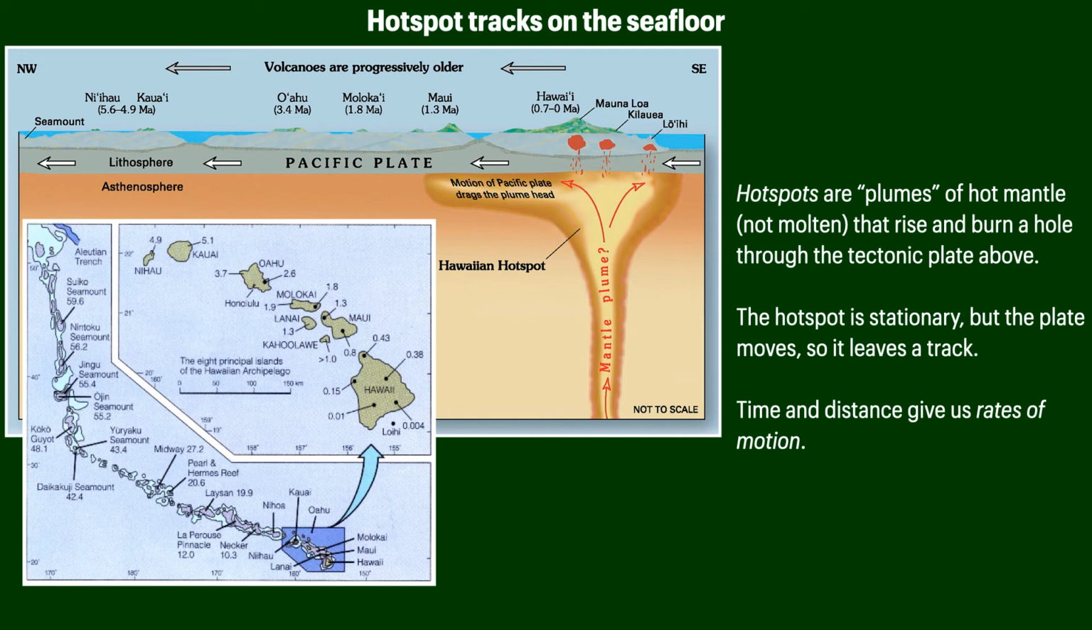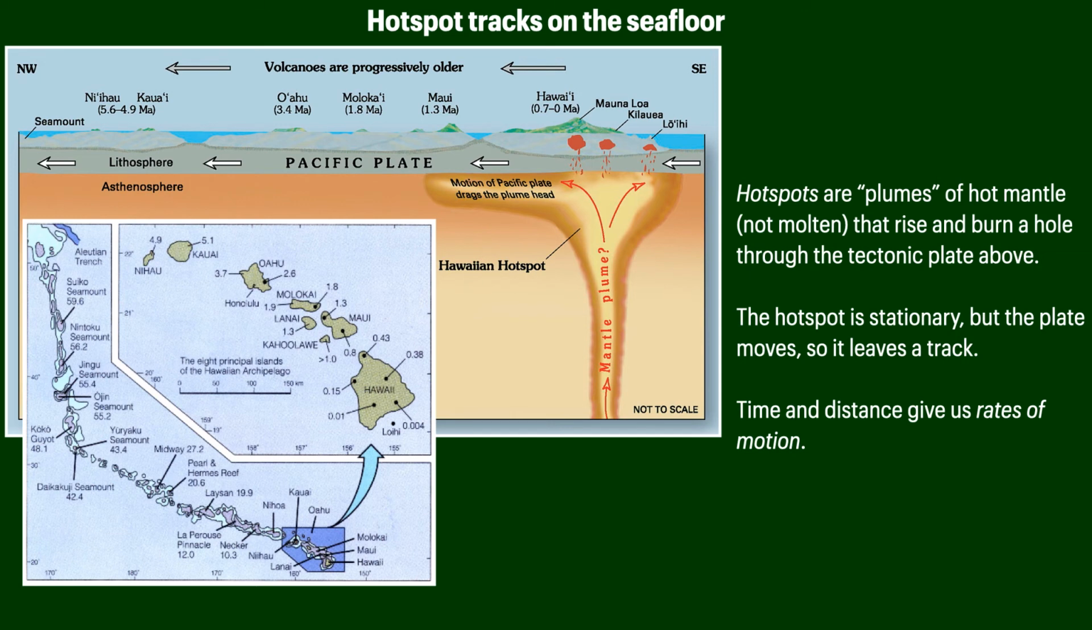But it would start to melt, and kind of like holding a candle underneath a piece of paper and then moving the piece of paper, you can burn a track through that paper. The mantle plume and the magma that it forms would make a track on the plate that was moving over it. The plume stays still, and the plate moves over it, and you create this track.